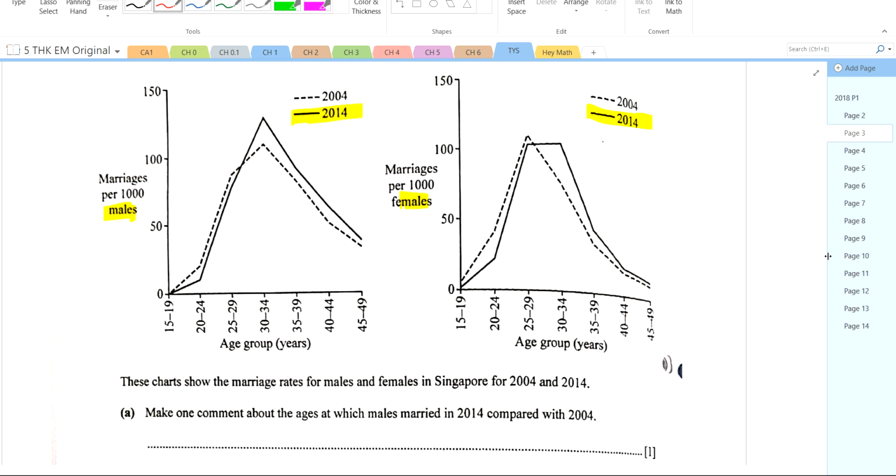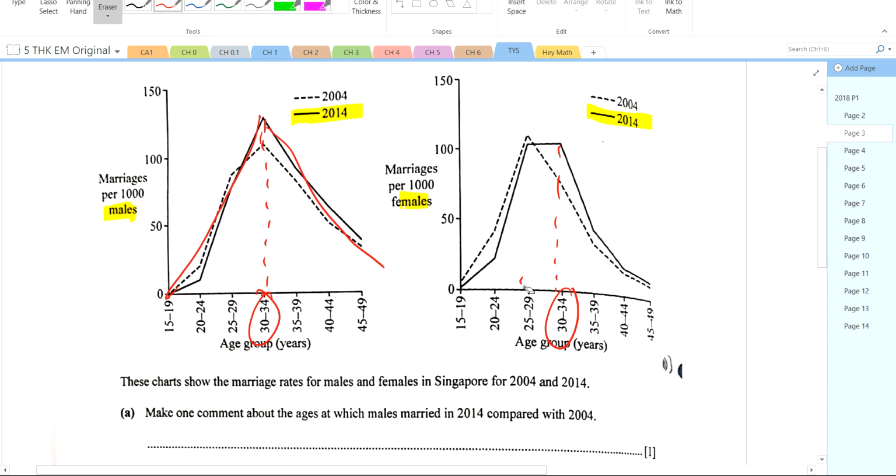What do you all think? What are your answers? This is my answer. I drew a line on the 30 to 34 age group for both the male and the female. I see that, like I said, it kind of divides it into half over here. Half of them are below 30, half of them after 34.